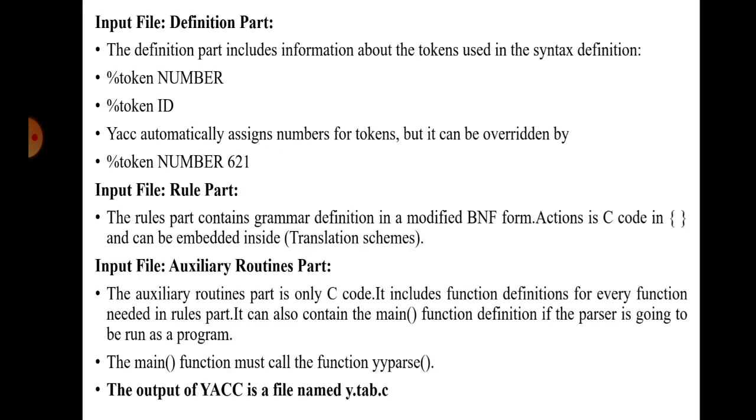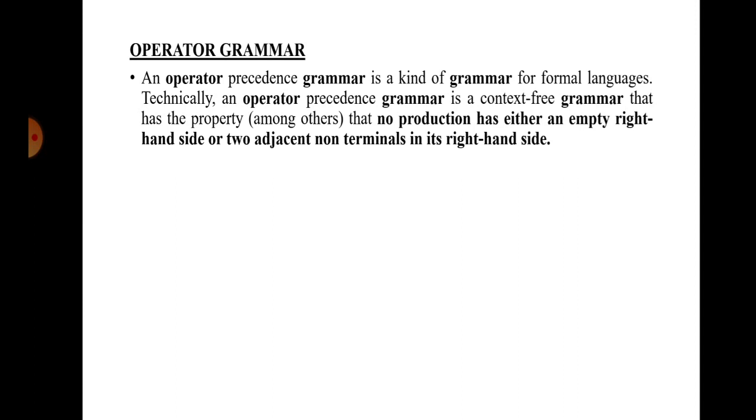The next topic is operator grammar. We know what a grammar is. So what is operator grammar? A grammar is an operator grammar if it satisfies two conditions. First, no production has an empty right hand side, which means the grammar does not have epsilon productions. Second, the grammar does not have two adjacent non-terminals on the right hand side. For example, A tends to BC is not operator grammar.